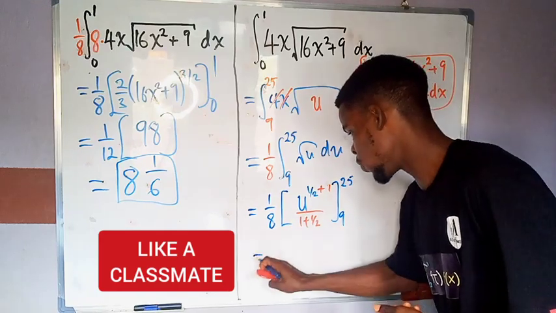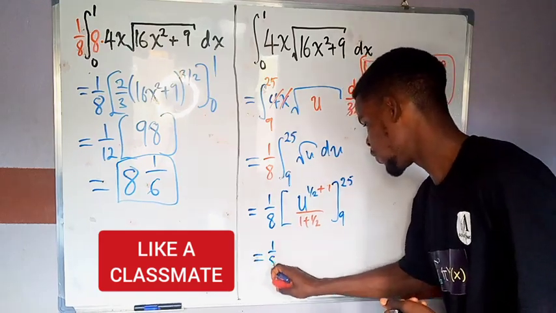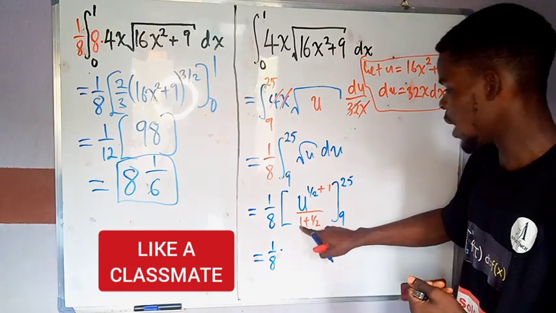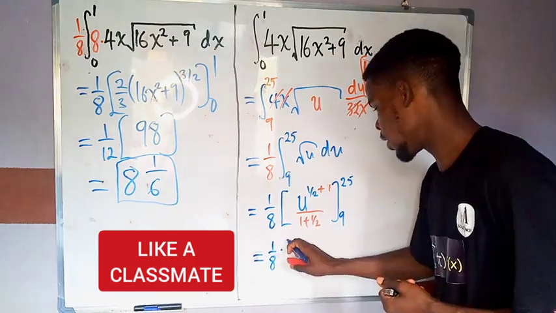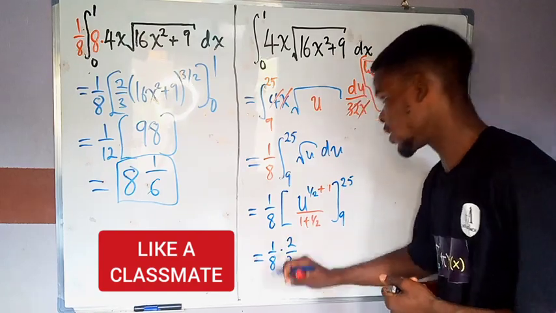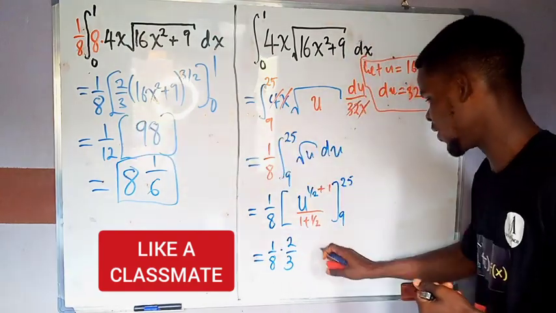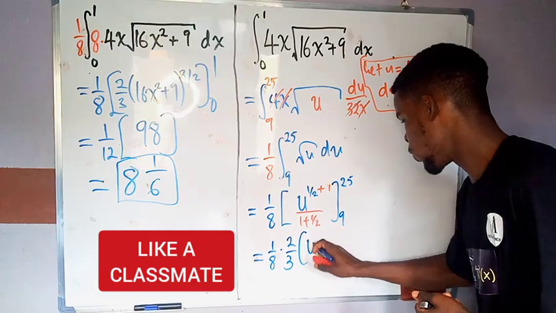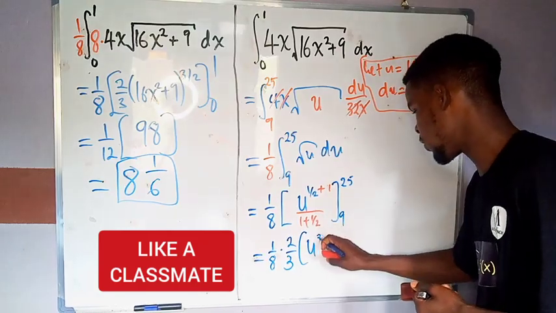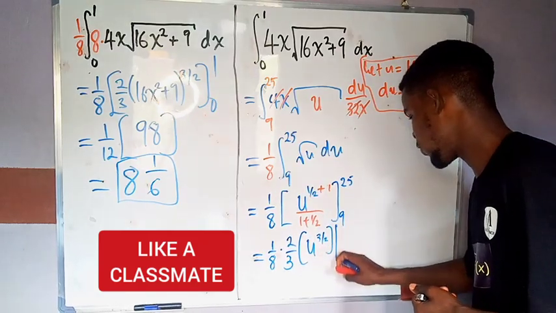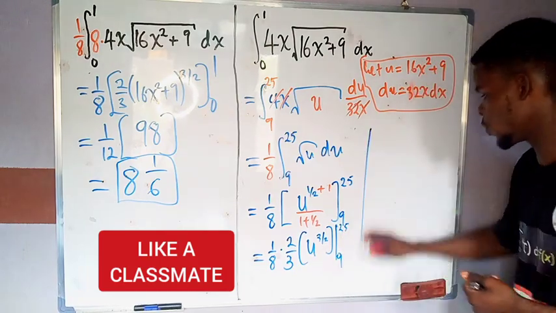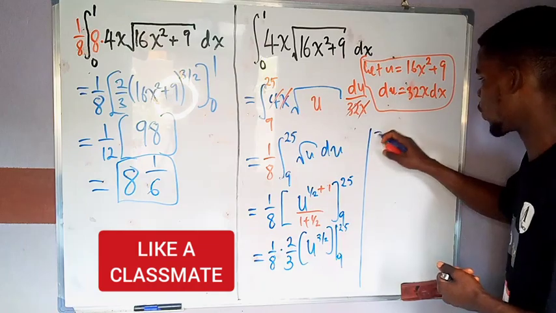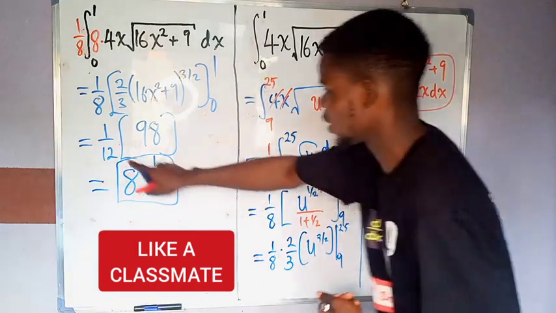So this is going to be 1 over 8 times, now when we add 1 to 1/2, we're going to have 3 halves at the bottom, which means by putting it up there, we're going to have 2/3. That's 2/3 over here. And then we have u raised to the power of 1/2 plus 1, which is 3 halves. We have to evaluate this from 9 up to 25. This and that will give us 1 over 12, which is the 1 over 12 we can see over here.